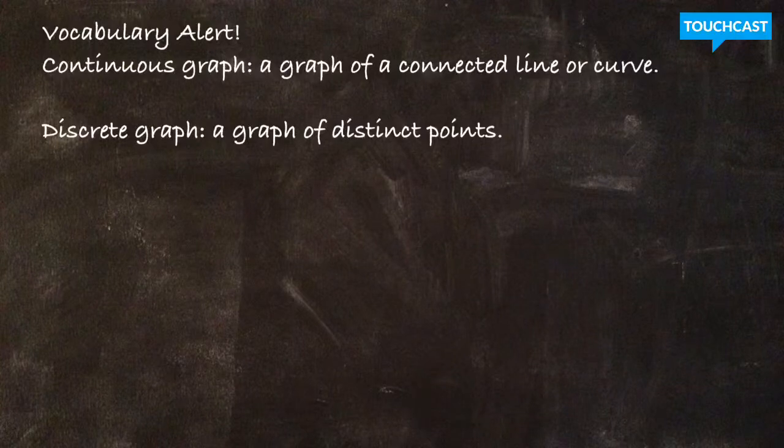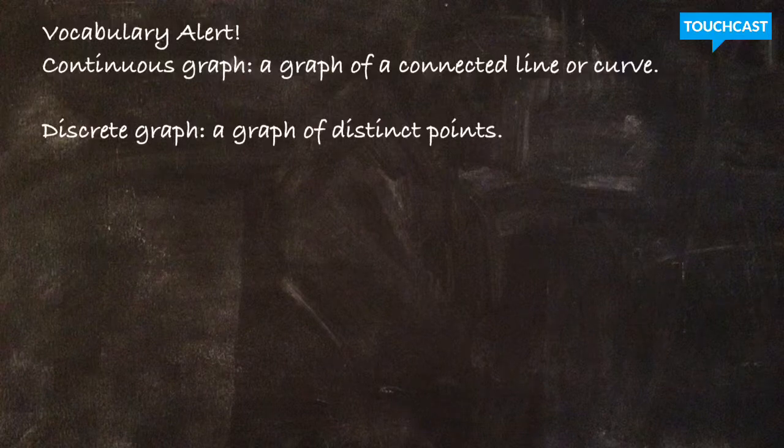Alright, vocabulary alert time. We've got 2 different types of graphs we're going to talk about in a second. We have continuous graphs, which are just graphs of connected lines or curves. An example of this you might encounter in your real lives is if you go to the grocery store and buy, for example, grapes. You can have fractions of a pound of grapes when you check out at the counter. If we wanted to graph all the prices that grapes could have at the grocery store, we would have a continuous graph because you can have fractional amounts of the weight and fractional amounts of the price.